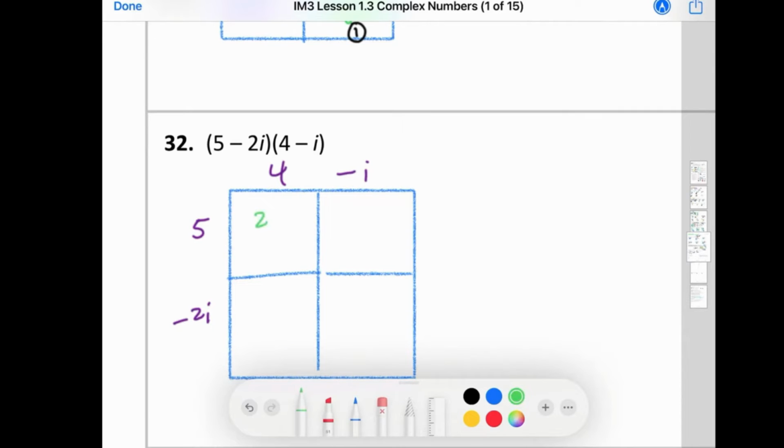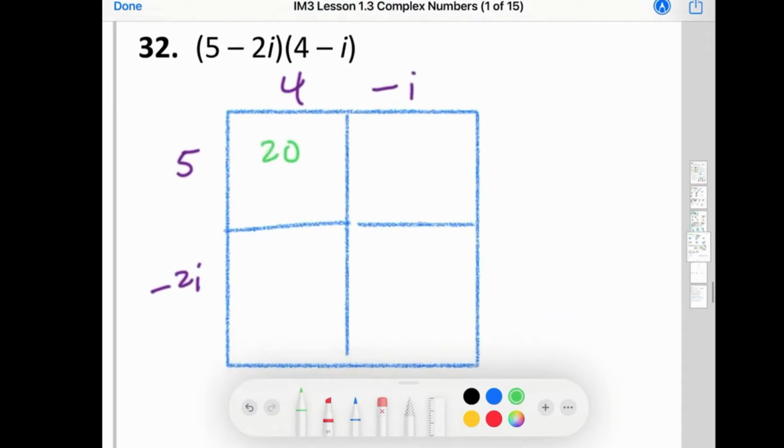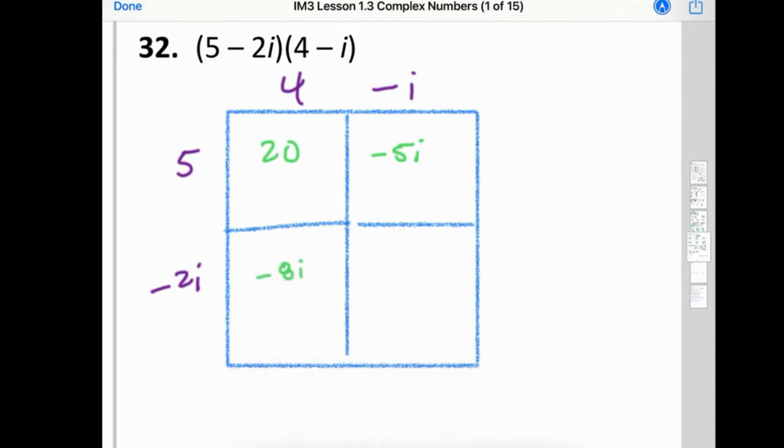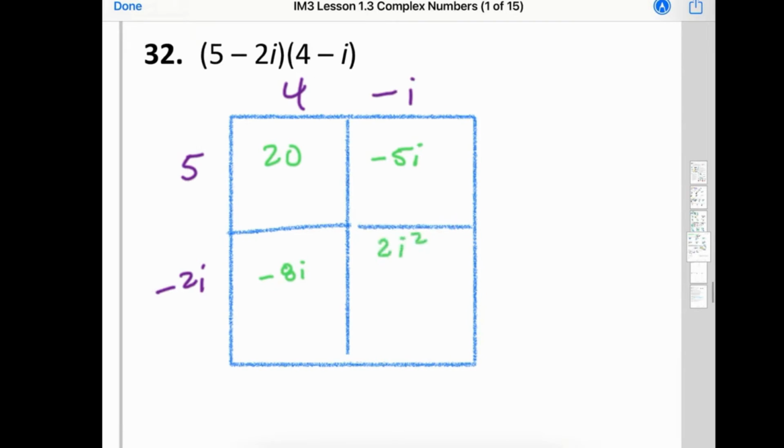Okay, 4 times 5 gives me 20. 5 times negative i is negative 5i. Remember, pretend it's like an x, so it would be negative 5x. 4 times negative 2i is negative 8i. And negative times negative is positive, and 2i times i is going to become 2i squared.